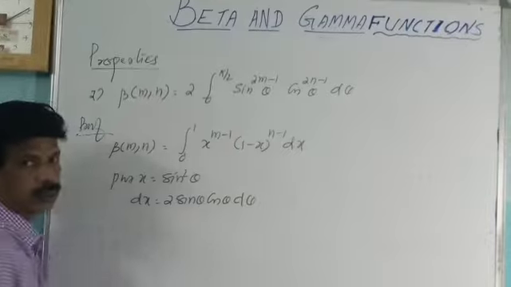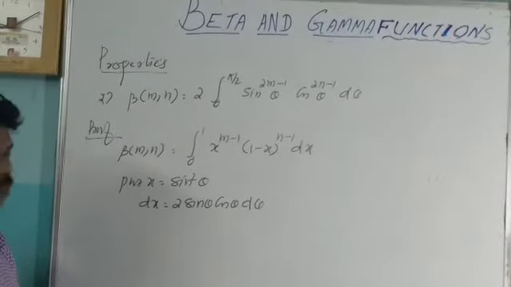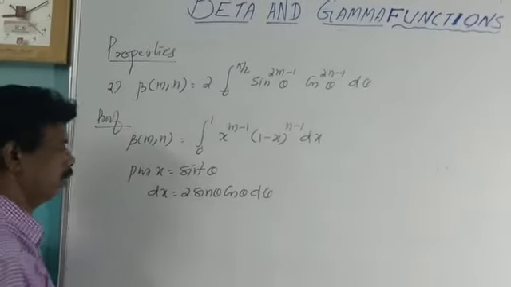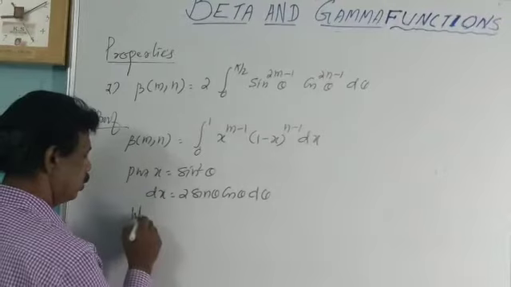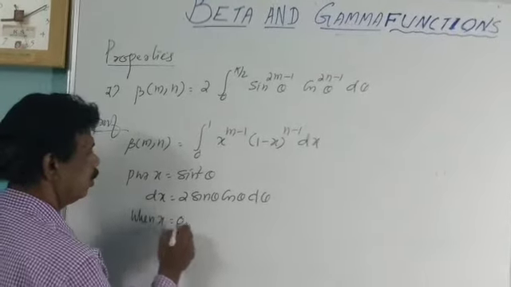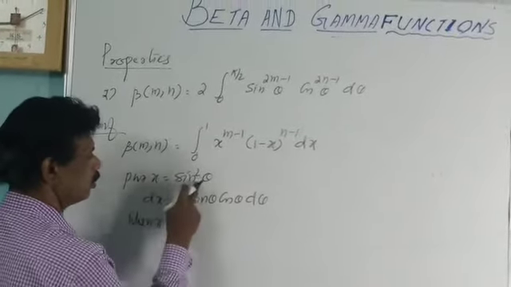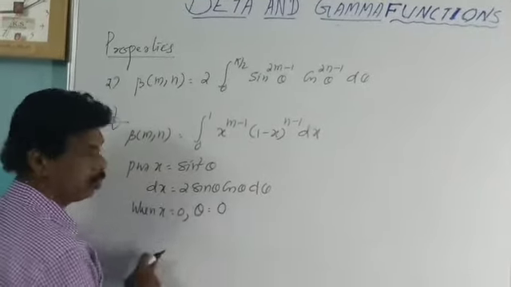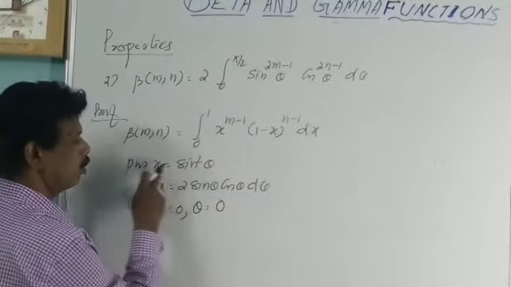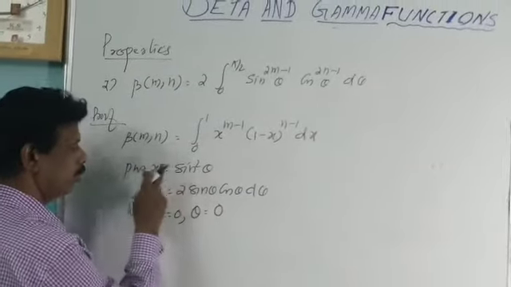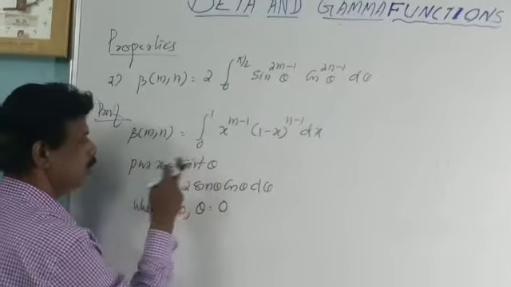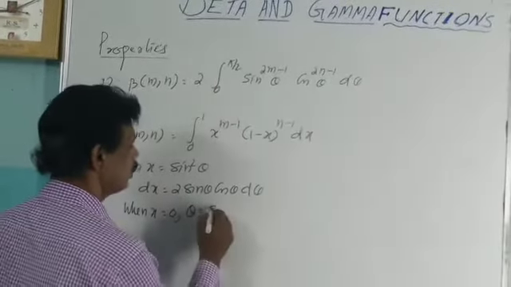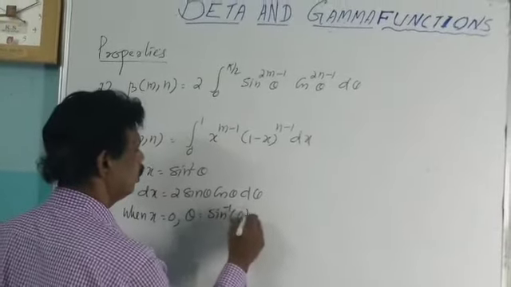Okay, put x equal to sine square theta, then dx equal to 2 sine theta cos theta d theta. We can change the limit. When x is equal to 0, sine square theta equal to 0, sine theta equal to 0, then theta equal to sine inverse 0 equal to 0.